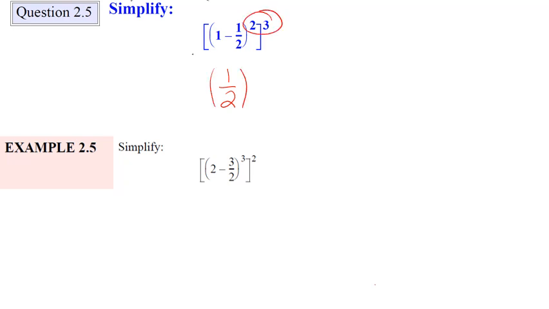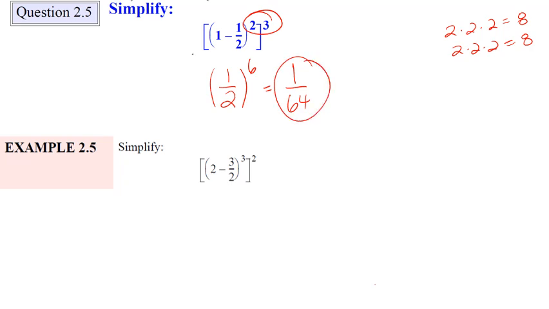And then what you do with these two numbers is you multiply them. And then 2 times 2 times 2 is 8, and 2 times 2 times 2 is 8. 8 times 8 is 64. So this is going to be 1 over 64.